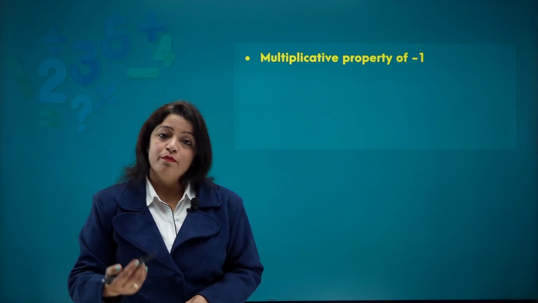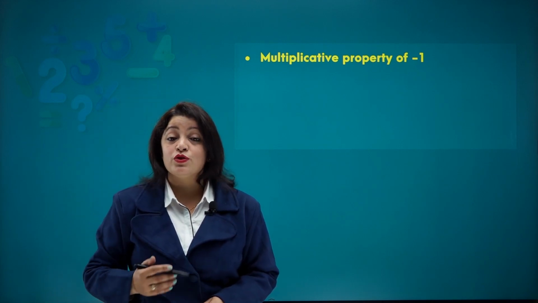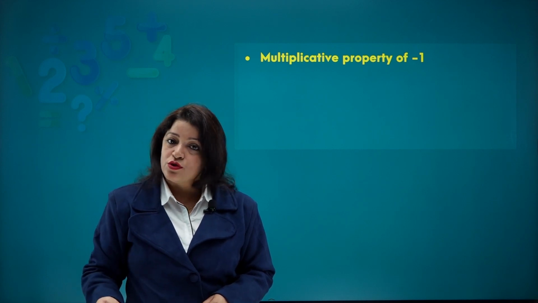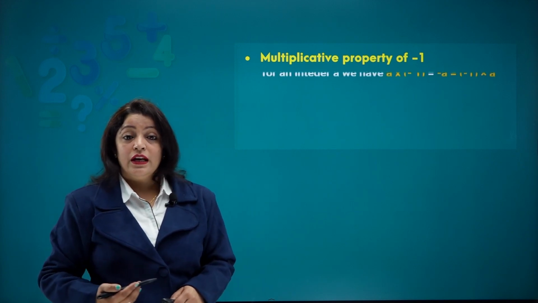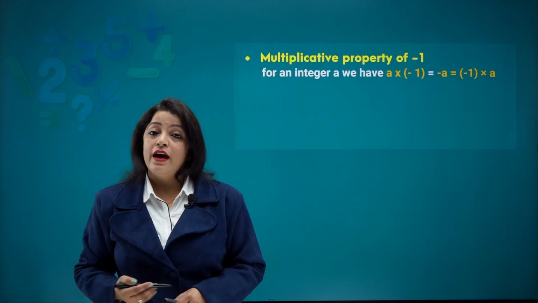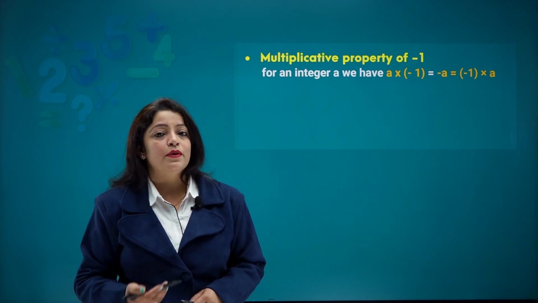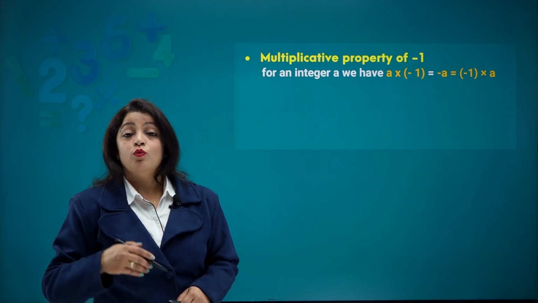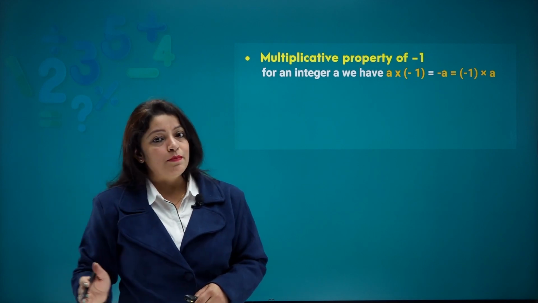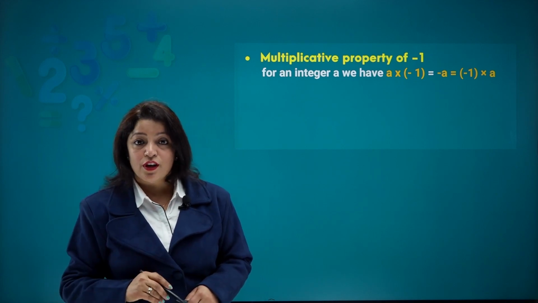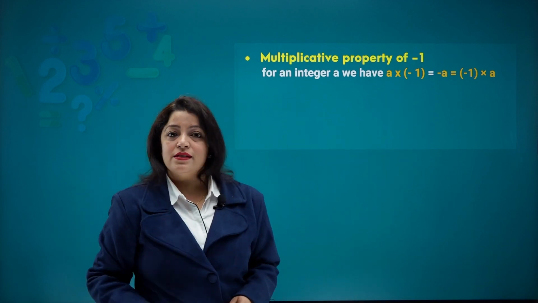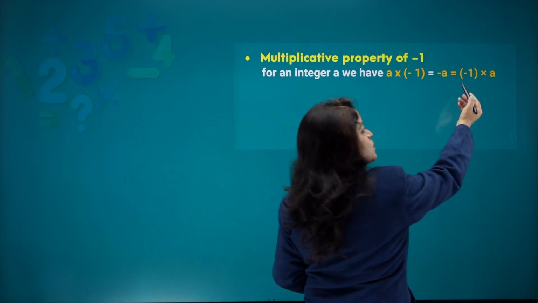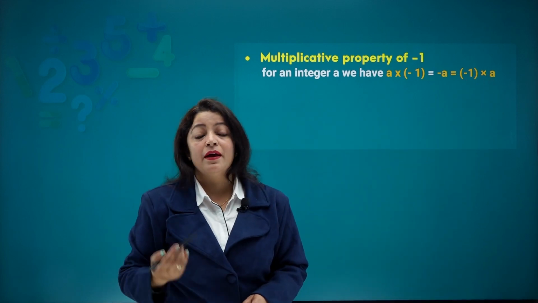Now, the next property that we'll take is the multiplicative property of minus 1. This is a very important property which you will be using in the chapter algebraic expressions also, when you will be dealing with the factors also. So understand it carefully. It means for an integer, we have a times minus 1. Whenever a number is multiplied by negative 1, what value you'll get? You'll simply get the same number, but the sign will be opposite. For example, here it is a times minus 1, the result will be minus a. Or if you multiply minus 1 by the number a, again the result will be minus a.